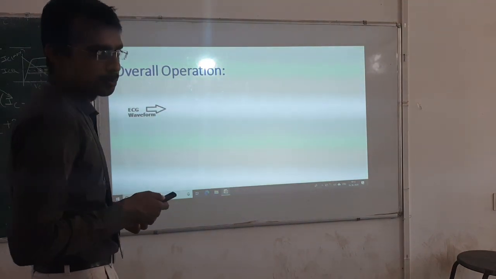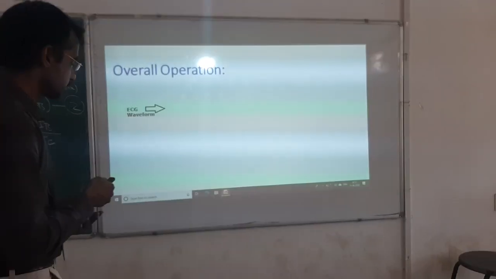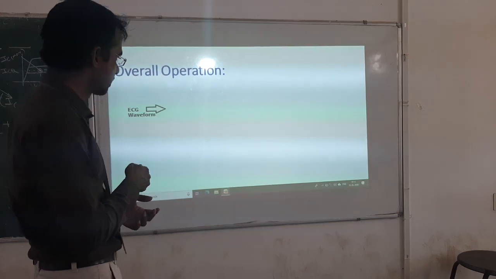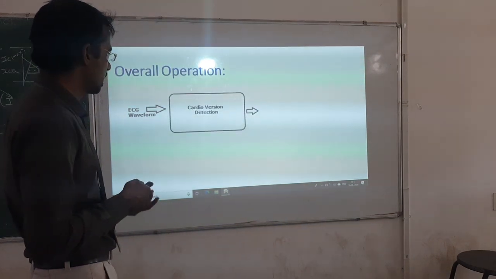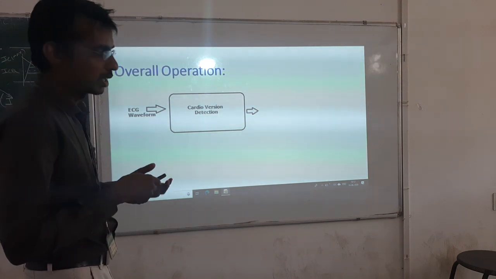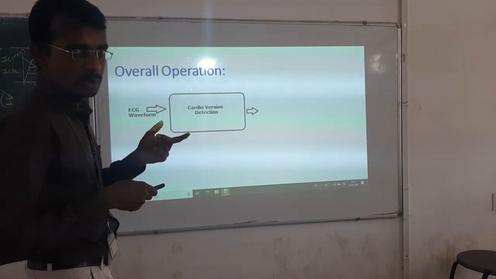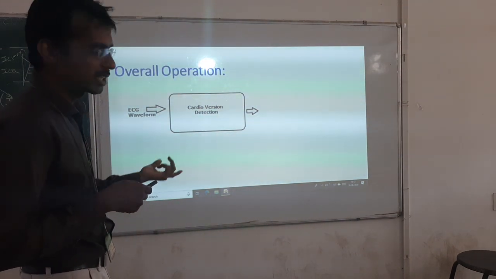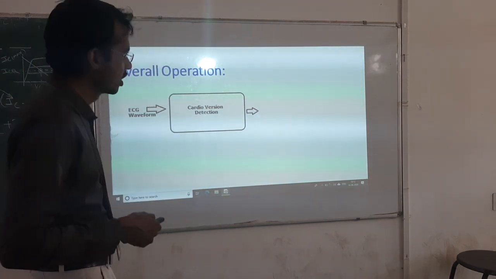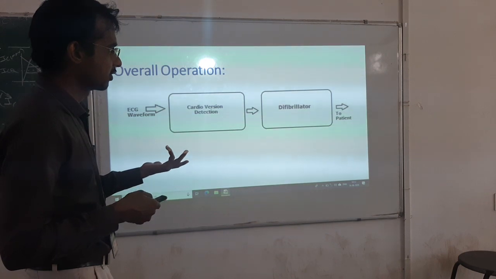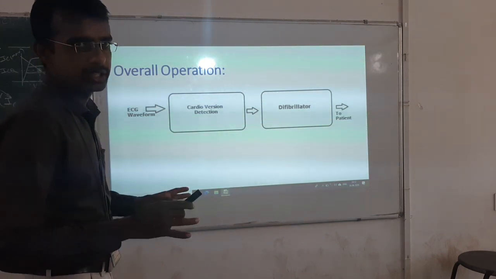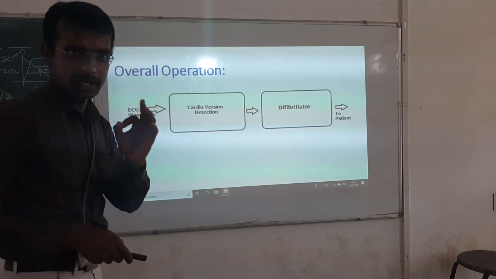So the overall operation, if you see, we need the regular ECG waveform, right? From there, where is it going to go? It's going to go to the cardioversion detector. So we need to finalize when we need to apply the shock. Once we have found out when to apply the shock, what is the next step? We need to activate the defibrillator, and then from the defibrillator the shock goes to the patient, as simple as that. So this is the one-line operation.